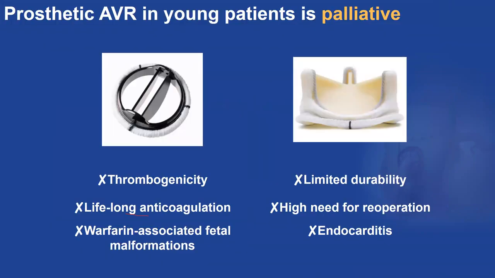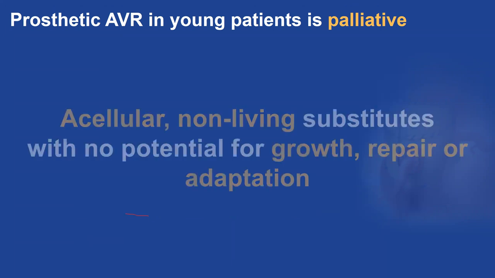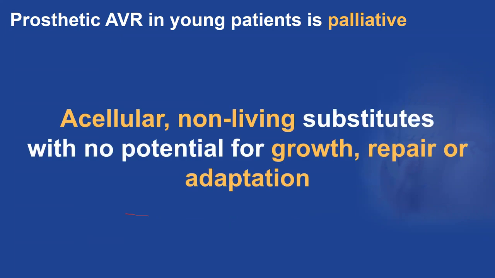And I took this slide from Amin Mazin, who you all know in Toronto, who presents the differences between mechanical and biological AVR, but essentially saying that prosthetic AVR in young patients is palliative. And instead of looking at the differences and the pros and cons of mechanical versus biological, one should rather look at the similarities between the two. And the common point between the two is that they're both acellular, non-living substitutes with no potential for growth, repair, or adaptation. And why is that important?